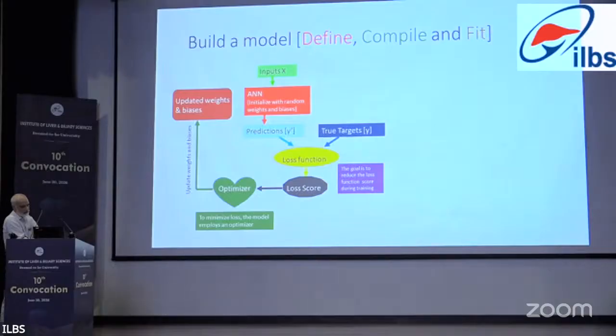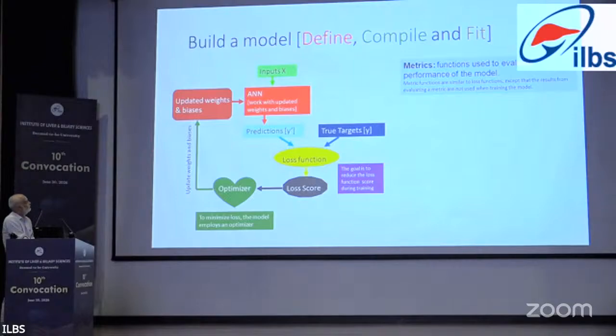Then this model will work with the updated weights and biases. Then again it will give a prediction. Then again see how far it is from the true target. Then again the optimizer will optimize the weights and biases, and this cycle will continue till the loss function is minimized.